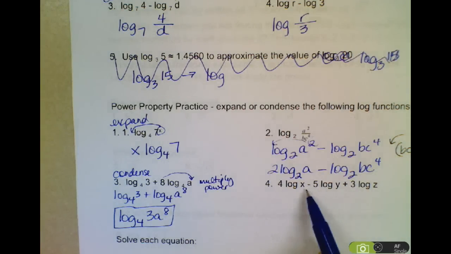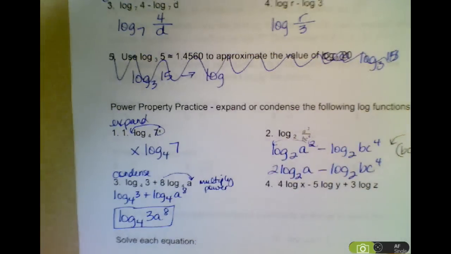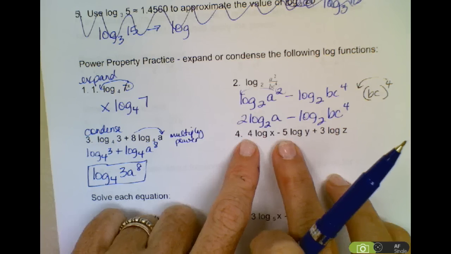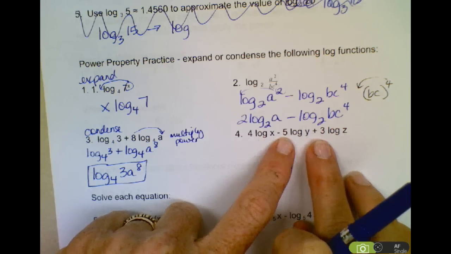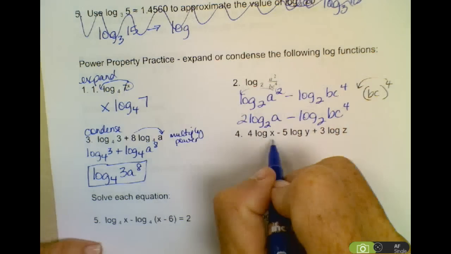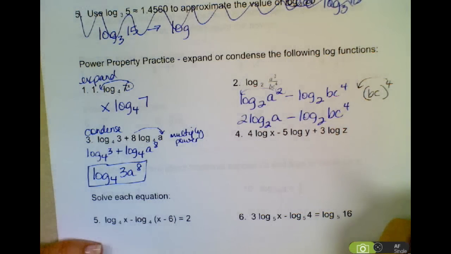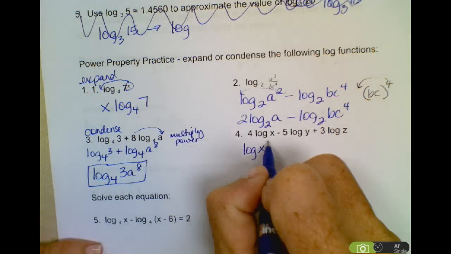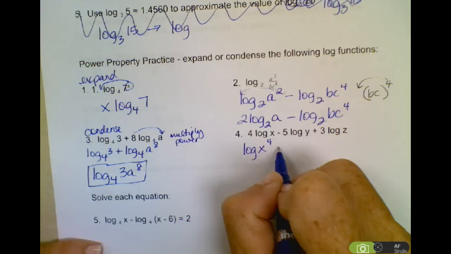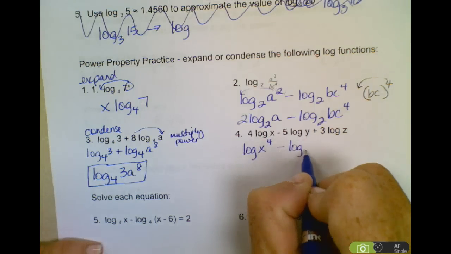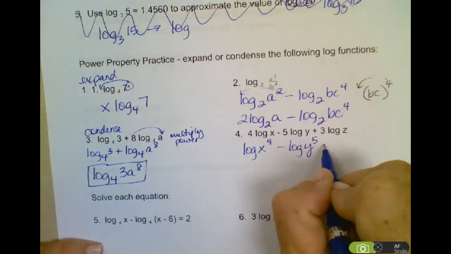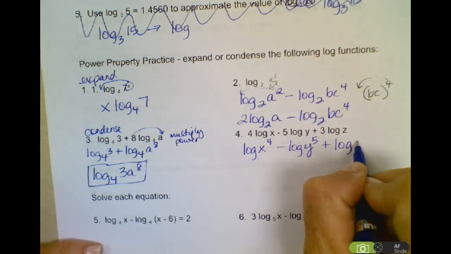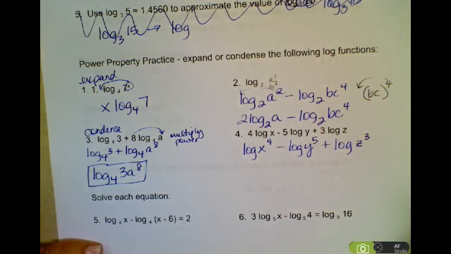Here we've kind of got both going on. We've got a subtraction and an addition. So what on earth are we going to do with that? Well, let's clean these up a little bit first because I've got coefficients out in the front, which tells me I'm dealing with power property. So let's sort each one of these, and each log is its own department. So this would change to log of x to the 4th, minus log of y to the 5th, plus log of z to the 3rd.